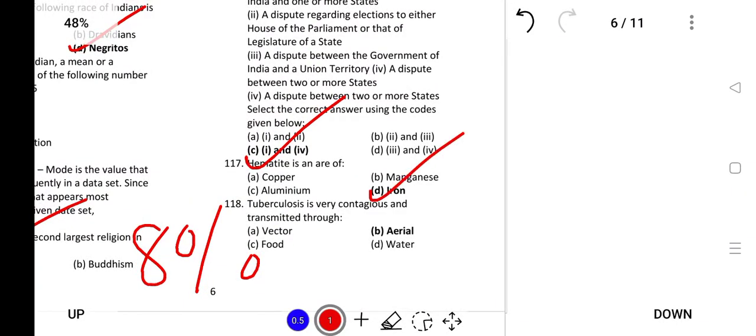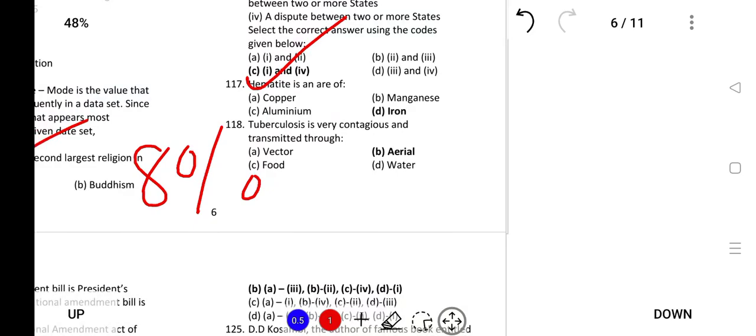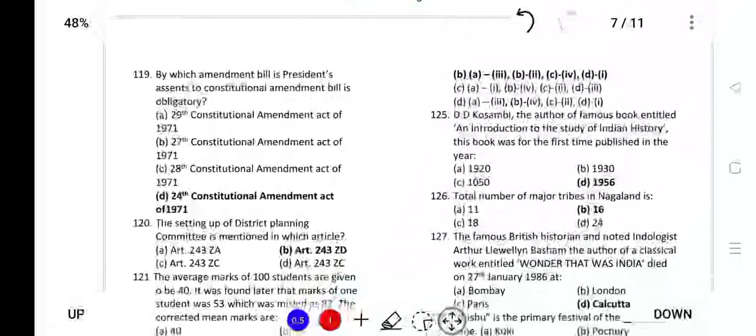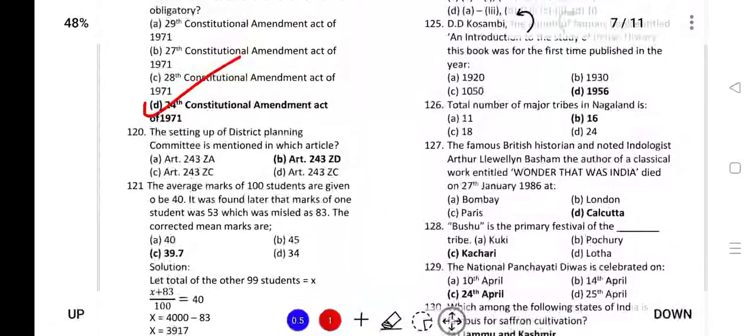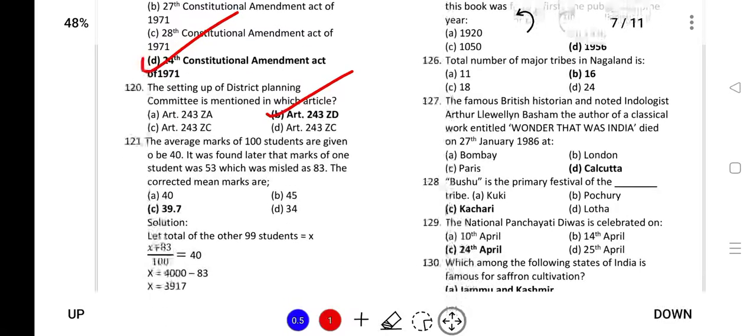Hematite is an ore of iron, and aluminium comes from bauxite. Next, tuberculosis spreads by air, so it is airborne. By which constitutional amendment? The President must sign the Constitution Bill, it is obligatory, so the 24th Amendment of 1971. The District Planning Committee is established under Article 243ZD.